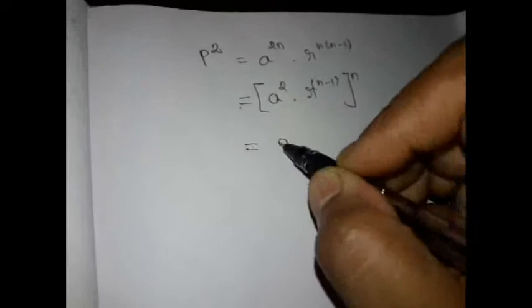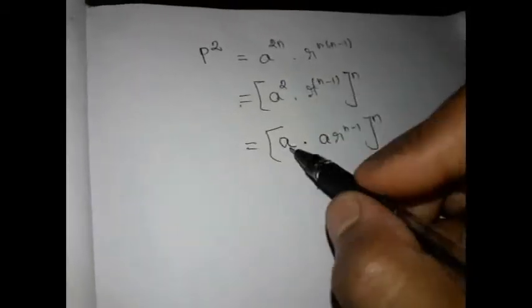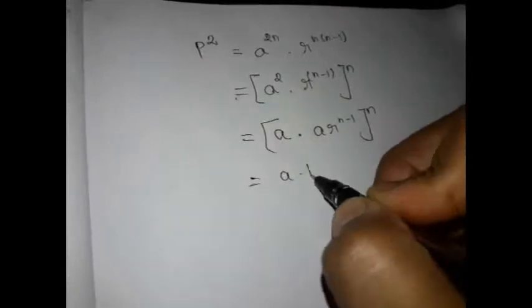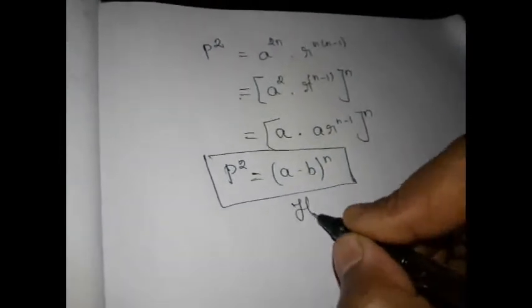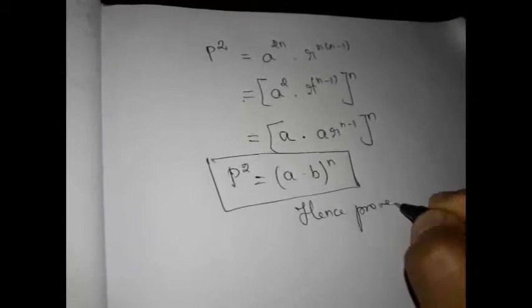So we have whole power n, so we can take it out: a square into r power (n minus 1), the whole power n, right? Now we need one a, so this can be written as a into (a r power n minus 1), the whole power n. I have split a square as a into a, so this is nothing but b, so (ab) the whole power n. So P square is equal to (ab) the whole power n, we have proved. Okay, hence we proved. Hope you understood.